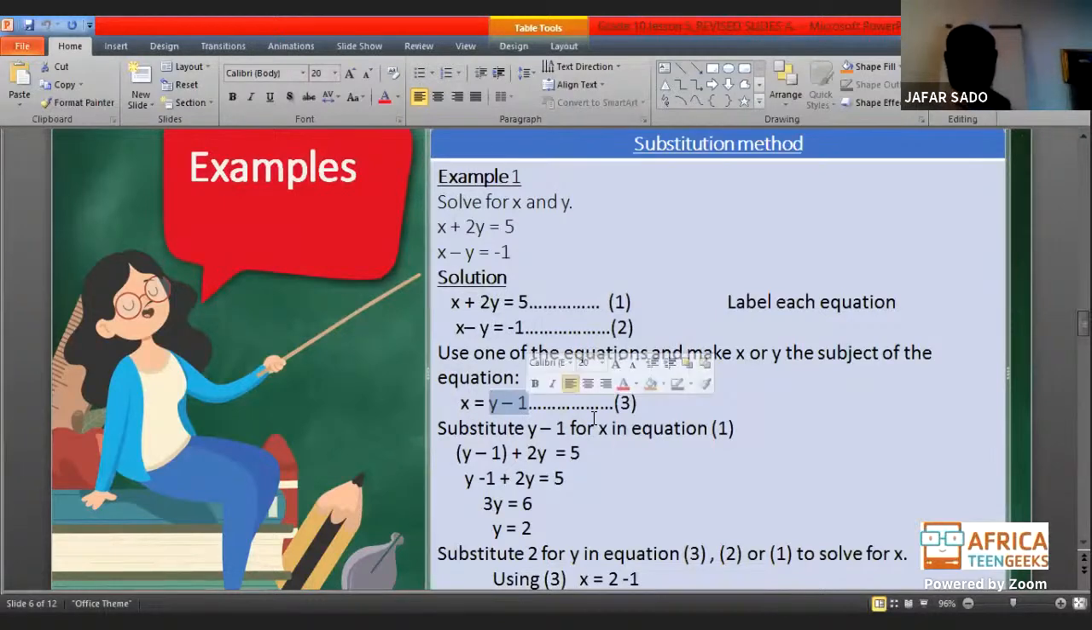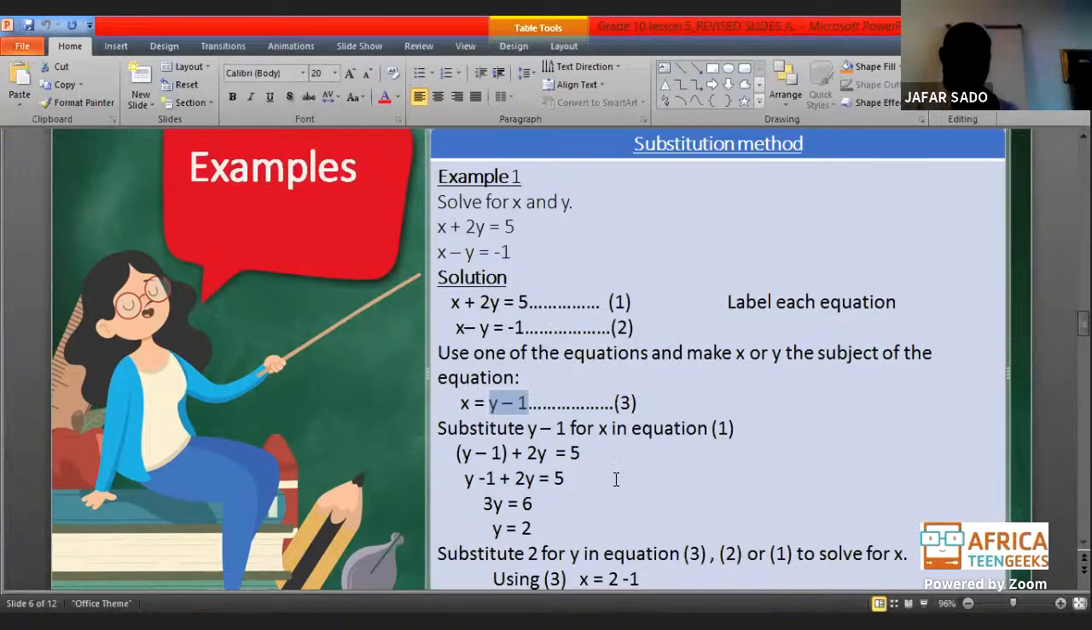You understand? Because we got equation 3 from equation 2, we are going to substitute it into equation 1 and not equation 2 again. We made x the subject from equation 2, and after getting that, we now substitute it into equation 1. So we say x equals the expression, equation 3, and we substitute it for x in equation 1.